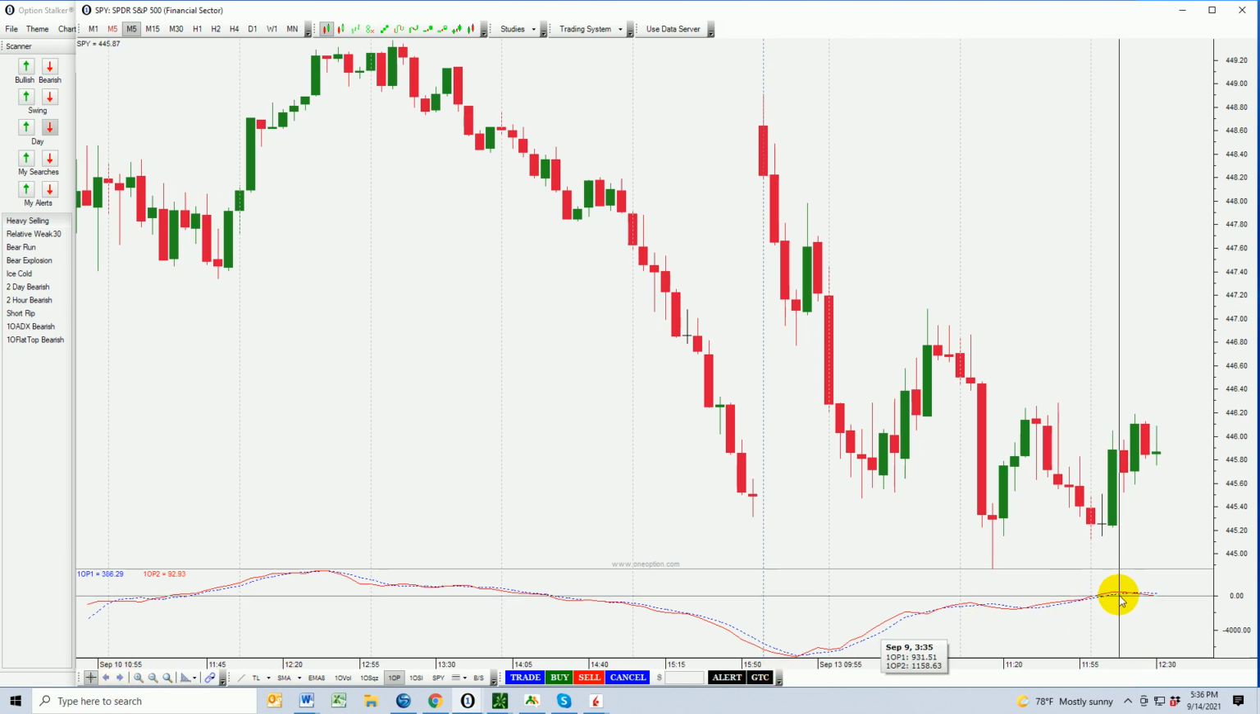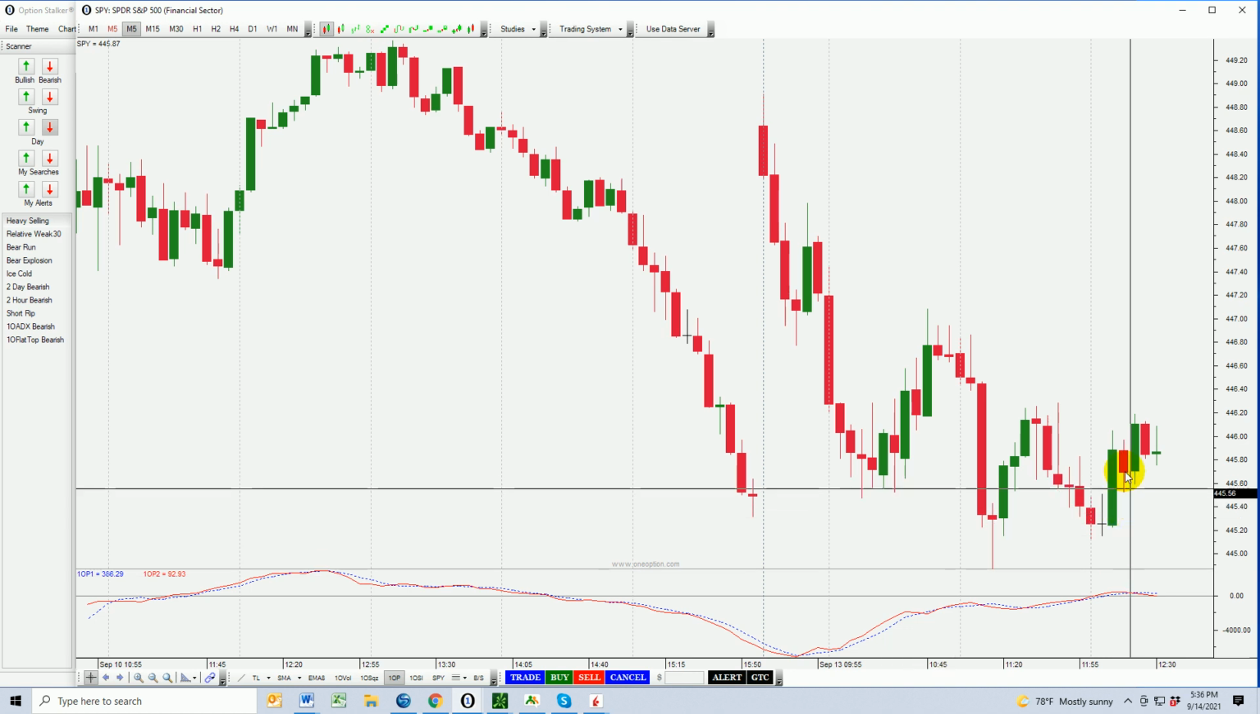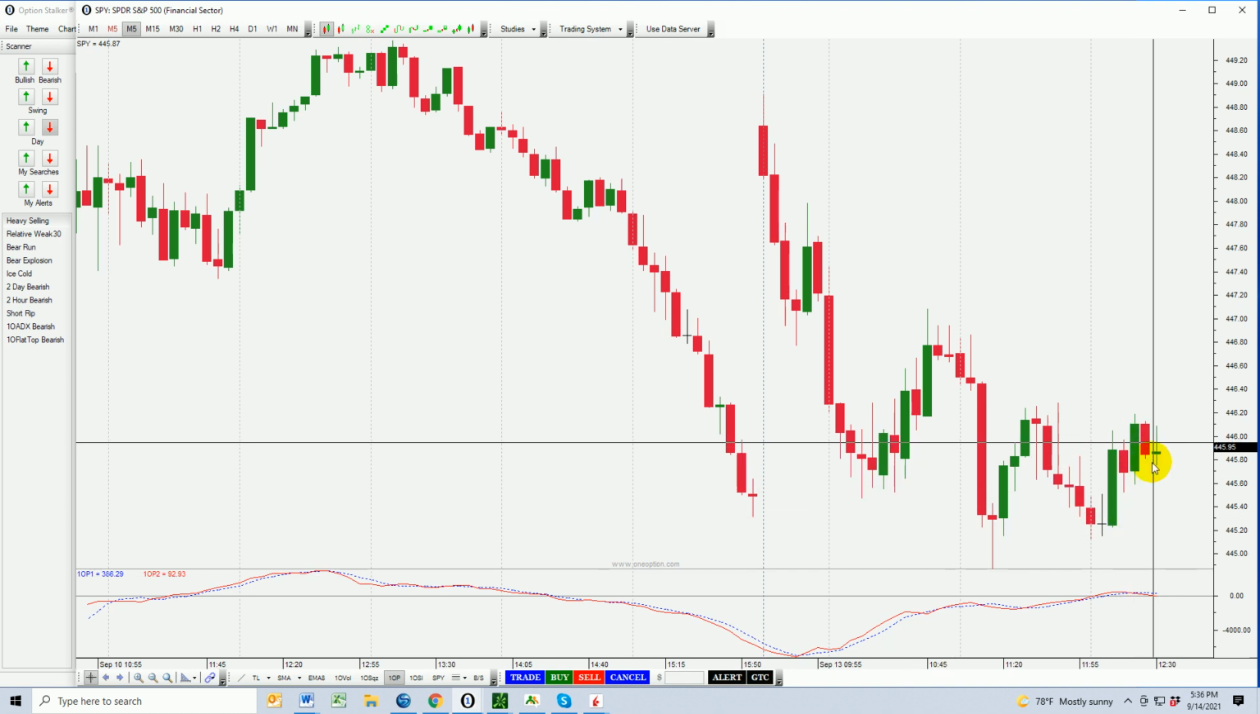And now we get a little bit of a bearish cross in here. The 1OP indicator has not really been able to get much above zero. Now we're getting into low quality territory.